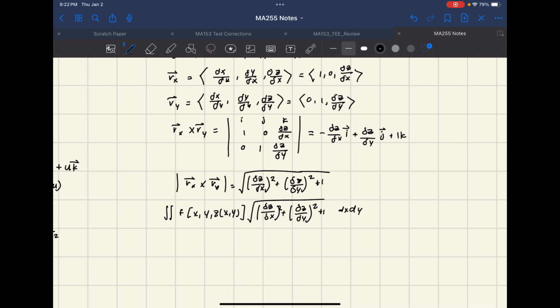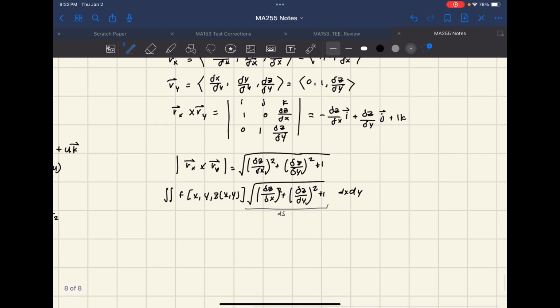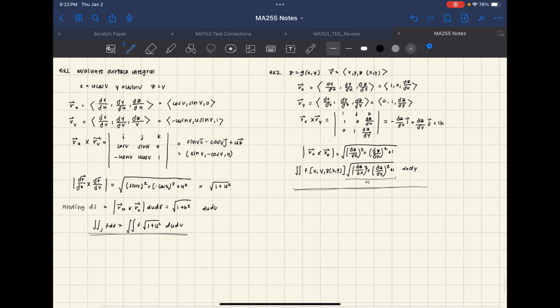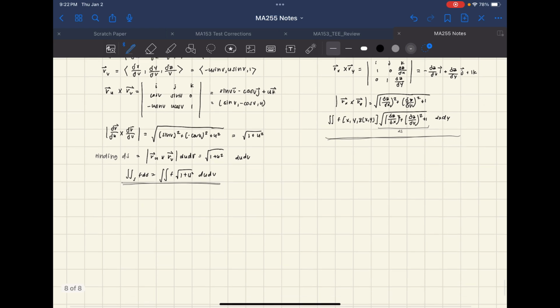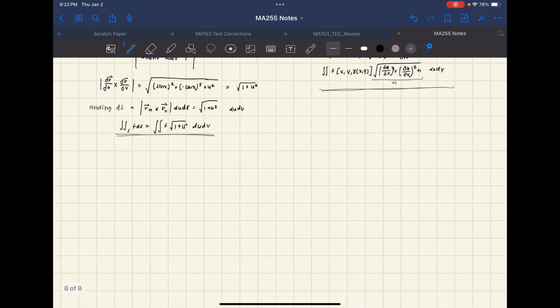Dx dy. Okay, so here, this here is your dS, and we're going to stop here for that one as well. So let's do two more examples where we follow through with the integration.